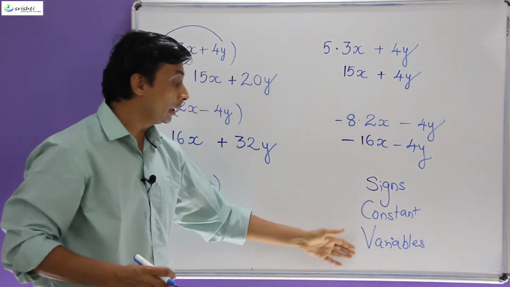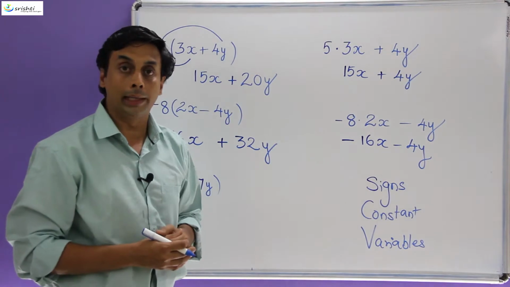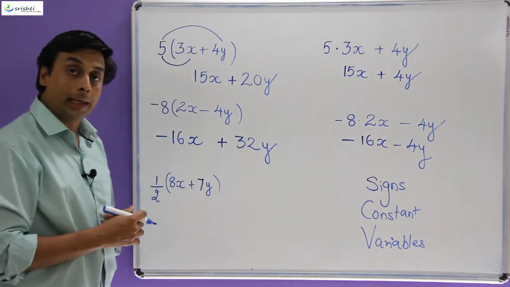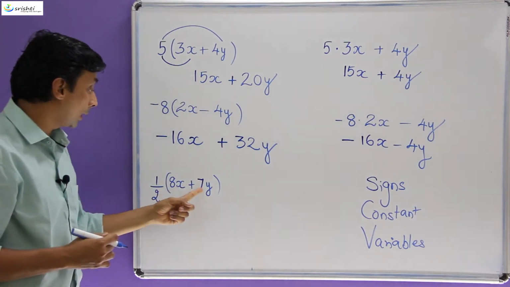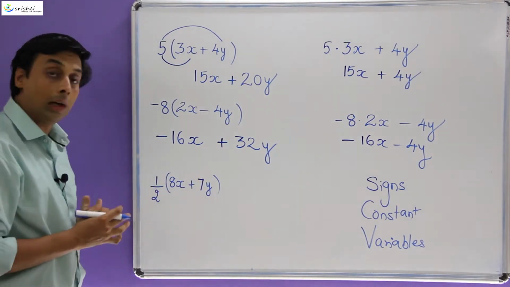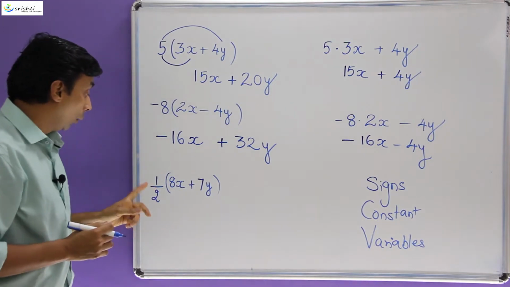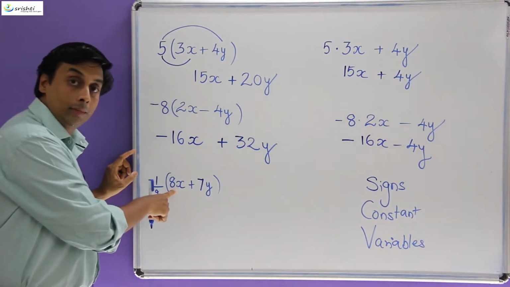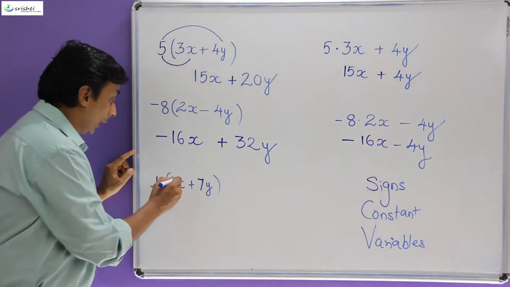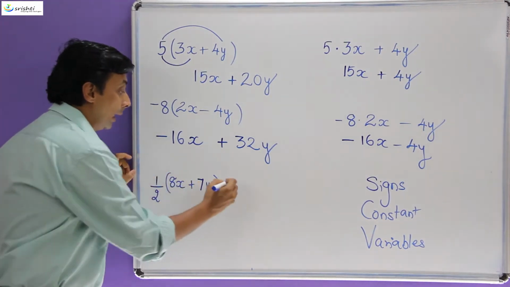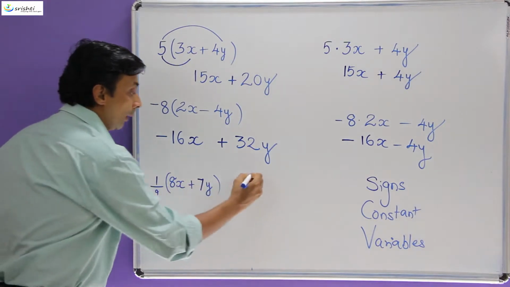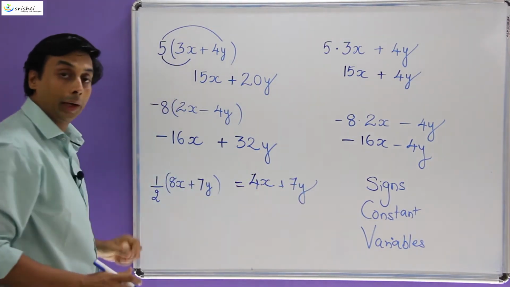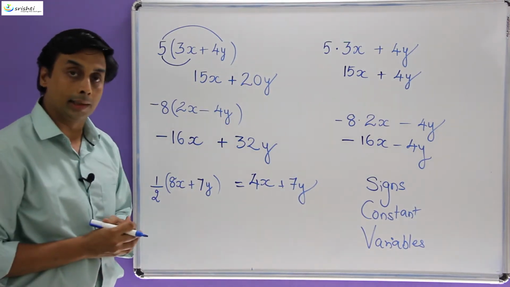So signs, constants and variables is a very powerful technique when it comes to evaluating expressions. The third mistake here is 8x plus 7y, the whole half, right? Now what students tend to do is, they tend to cancel this 2 with this 8. Because 8 is divisible by 2, they tend to cancel this 8 with 2 and write it as, so 8x divided by 2 is 4x, and they write the 7y as is. Okay. So now let's understand what the mistake is.